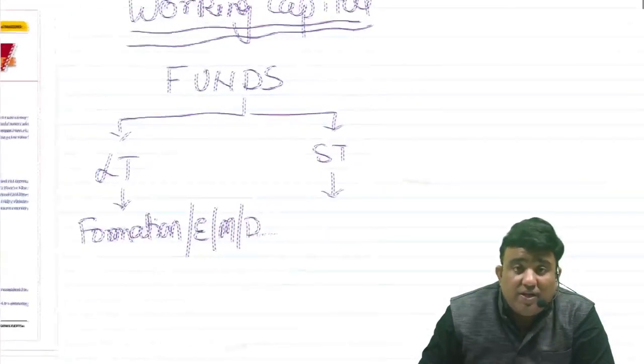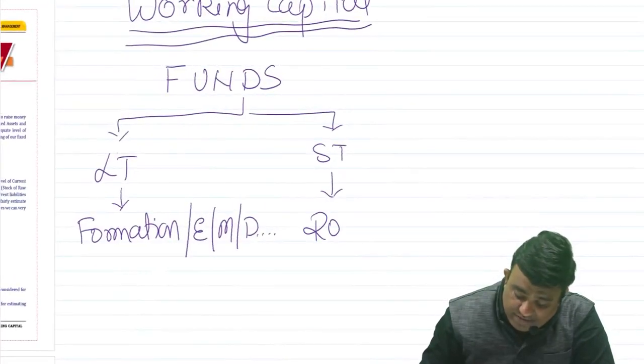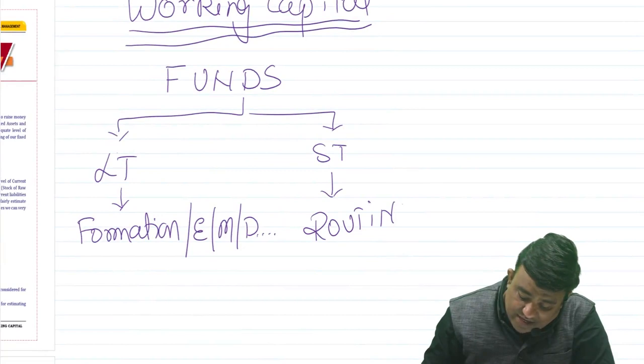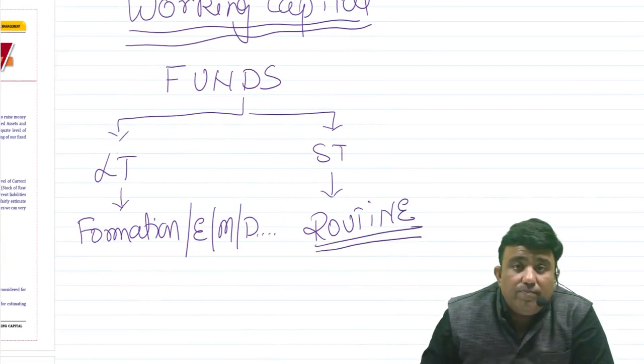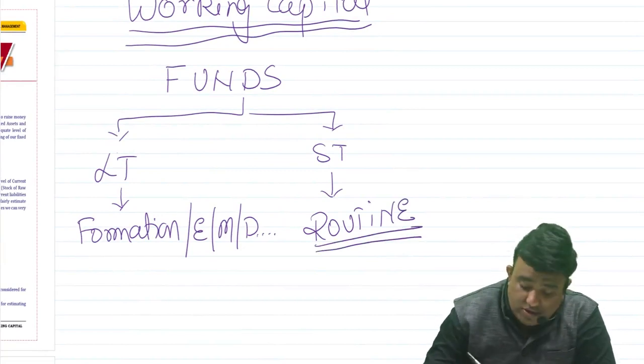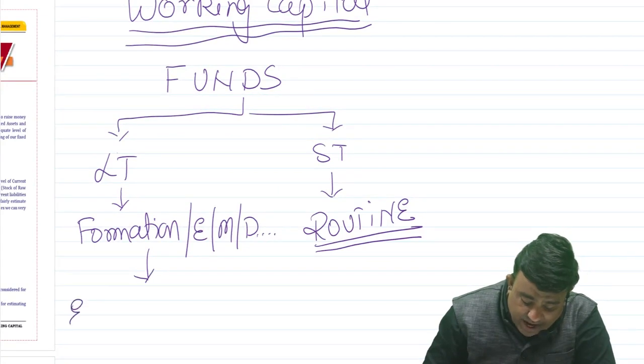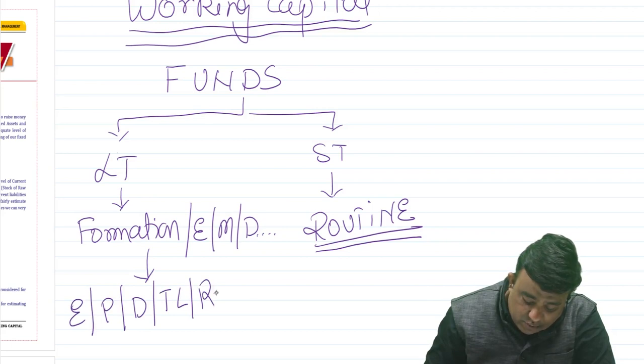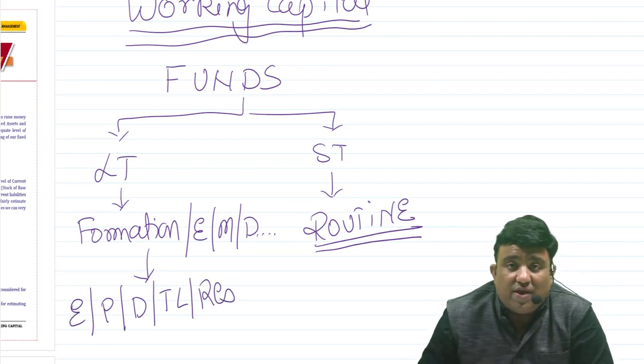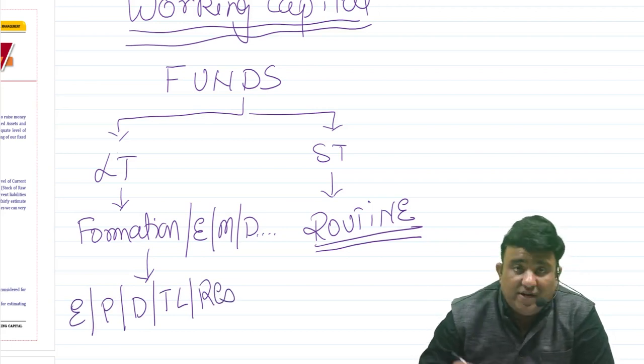Students, short term is required for what? It is required for the routine activities of the business. Now, when I say long term, these long term funds are typically raised by equity, preference, debenture, term loan, and reserve. Students, you might have studied a chapter, cost of capital. That is the same thing.